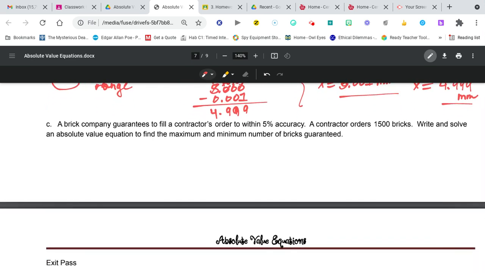Okay, this one we got to be able to use percents. So let me tell you something, guys, about percents. If you want to find a certain percent of a number, before we even start, I need you to know this. You're going to change a percent to a decimal. You're going to change it to its decimal version, and you're going to multiply by the number.